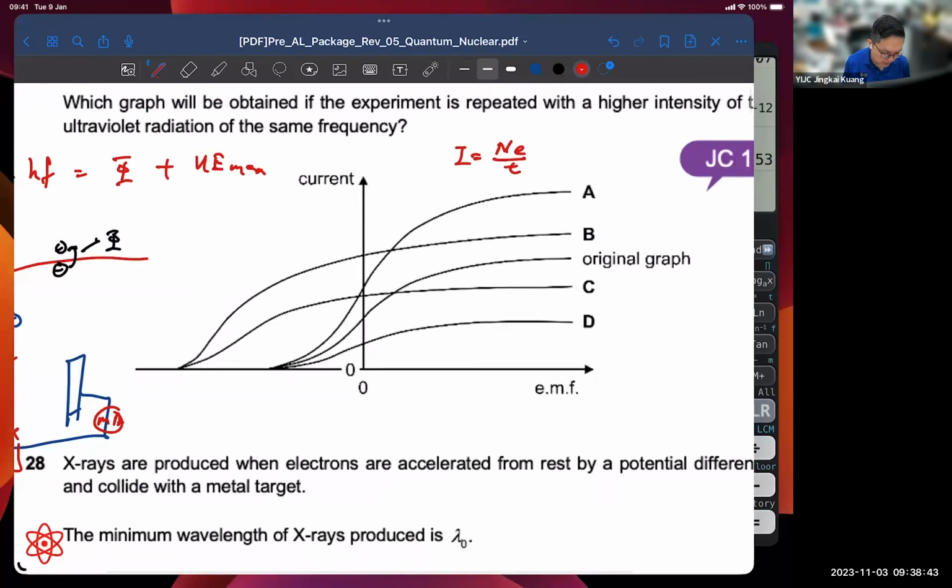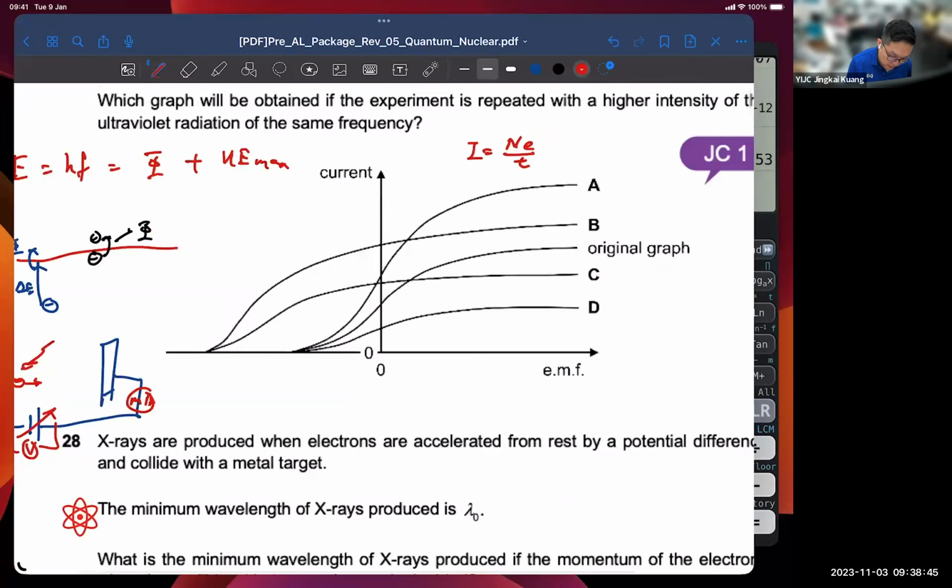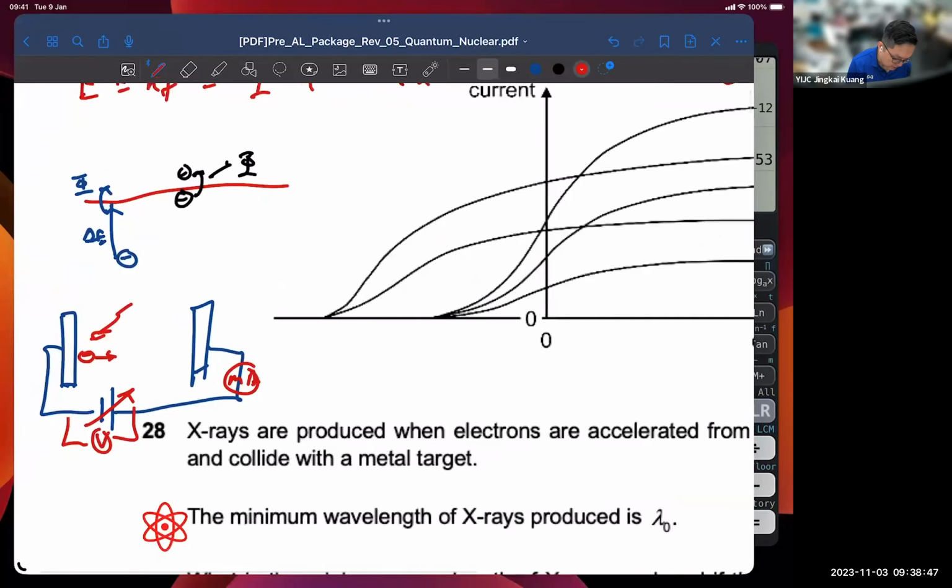But if you change this plate to become a positively charged plate, that means I go to the negative EMF here, right? Then some electrons will start to turn back. Once this becomes a positively charged plate, if you think in terms of gravity, this becomes an upslope. It's like trying to roll a ball up a slope.